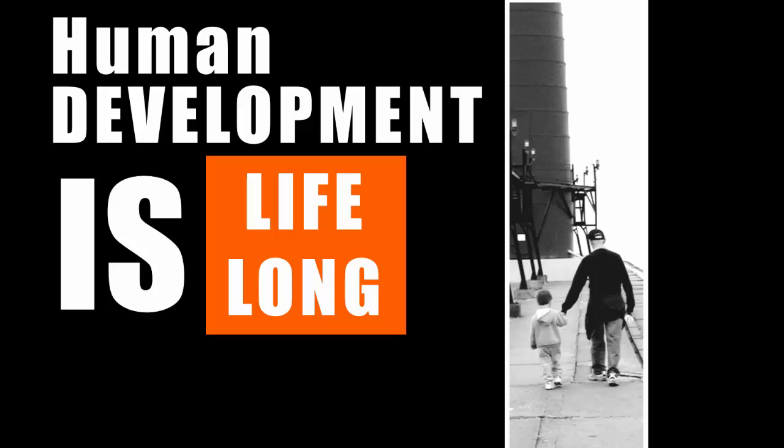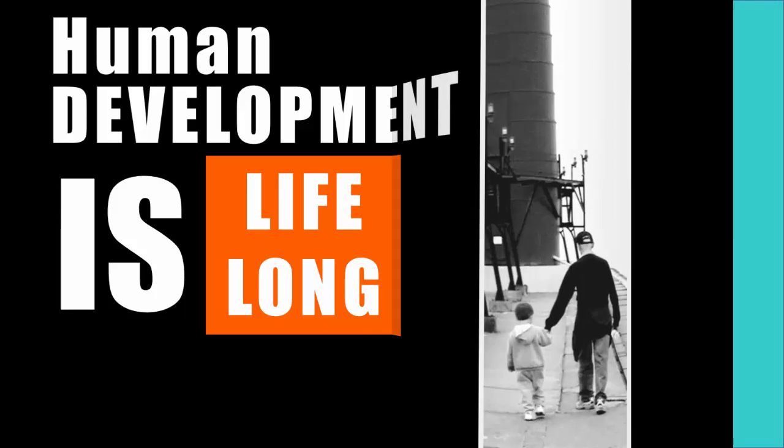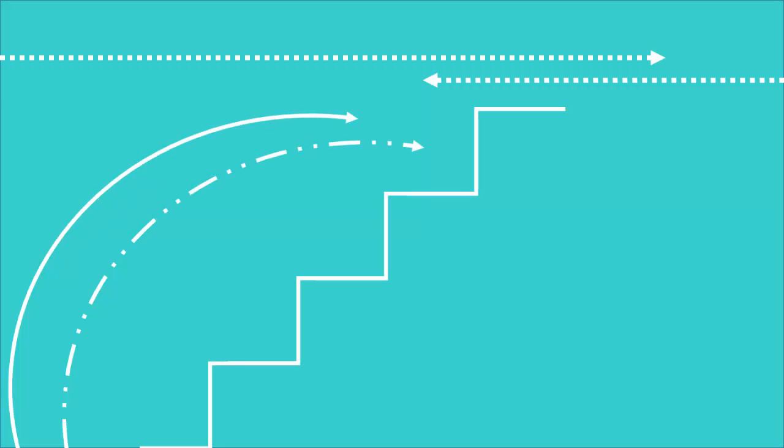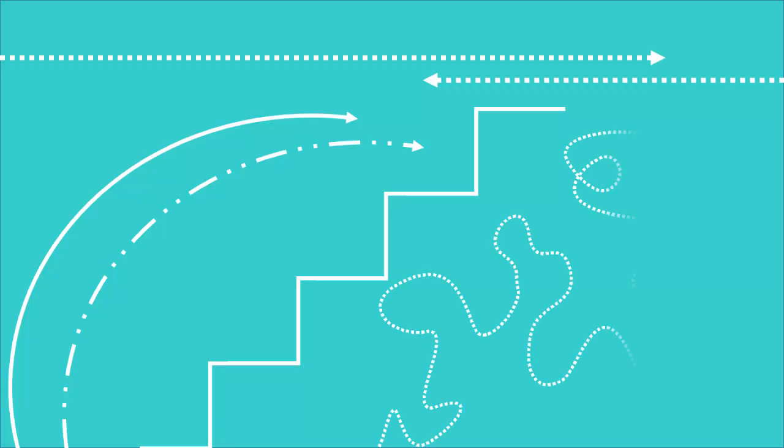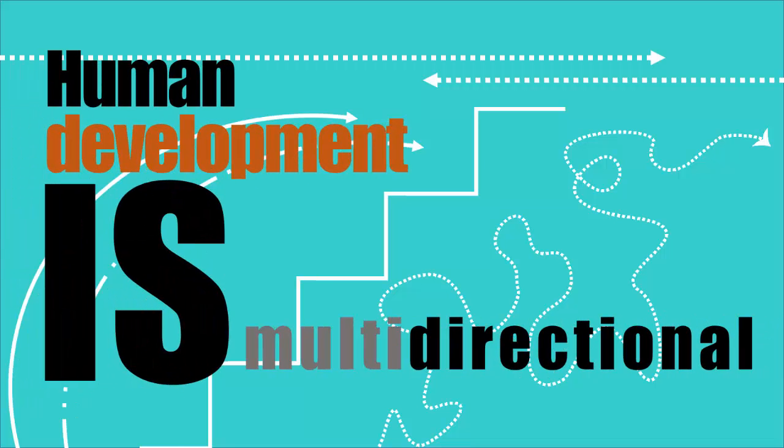Next, we see that development is multidirectional. In looking at the life of humans, we see that change can be fast or slow. It can be continuous or sporadic. Some change occurs in stages, like walking up a set of stairs. At other times, development unfolds on its own schedule, starting, stopping, moving forward, falling back, and sometimes even going around in circles. Because of this, we understand that development is multidirectional.